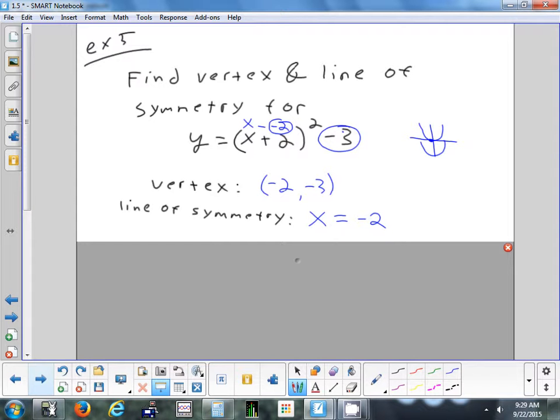Okay, any questions on finding your vertex or line of symmetry? Yeah. So with the H, is it fair to say that basically H will always be the opposite of whatever it is? You could think of it that way if you don't want to rewrite it. And will K always be the same as it is? Yeah. Some people don't rewrite it and they just say, okay, I'll just look at that all the time and take the opposite. I rewrite it so I can see the opposite. But same idea. Yep.